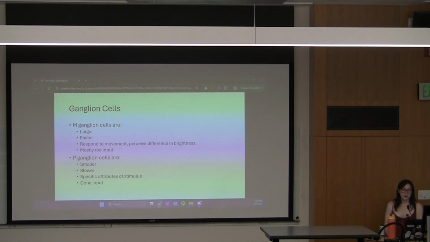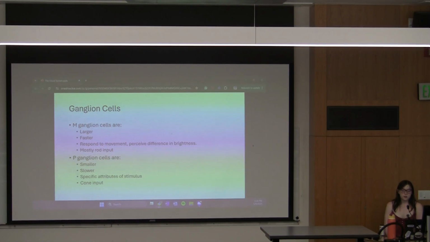Okay, some details about ganglion cells. We have M ganglion cells, which are larger in size and respond more quickly to visual stimuli. Their job is to detect motion and broad changes in images, so they're essential for seeing things like flickering lights or movement across your visual field. M cells receive most of their input from rod cells, which are more sensitive to light but not to color, making M cells ideal for nighttime vision and motion detection.